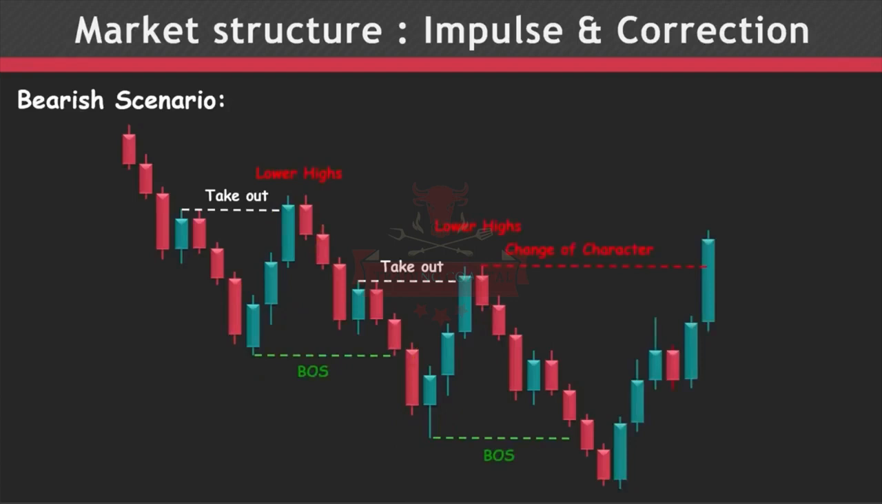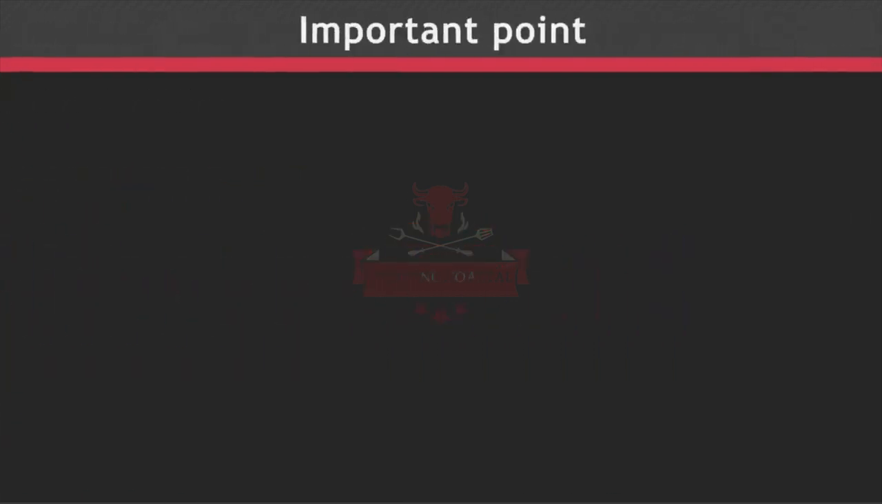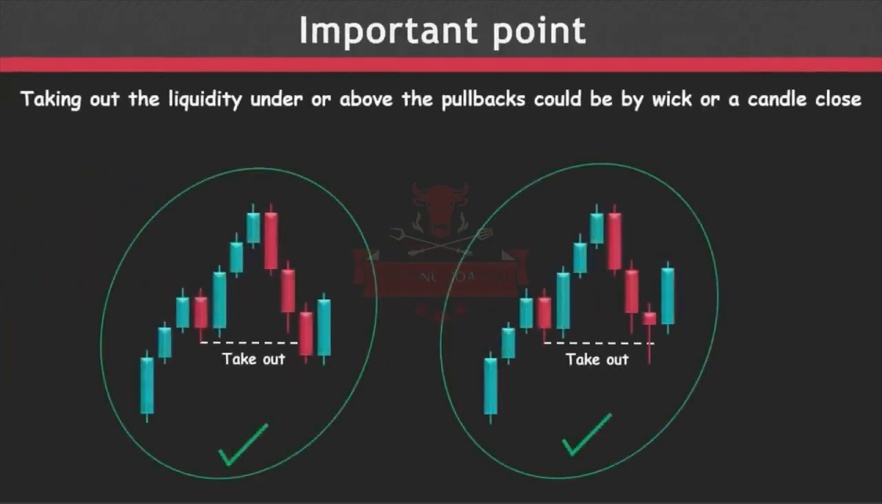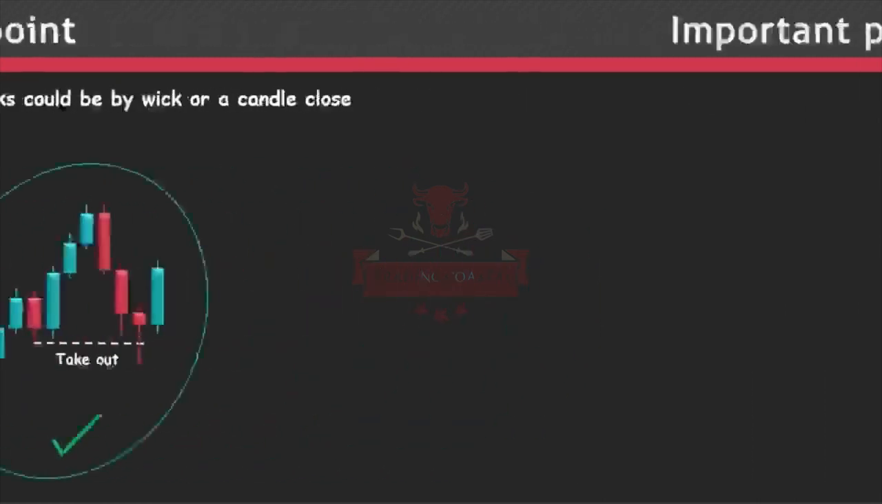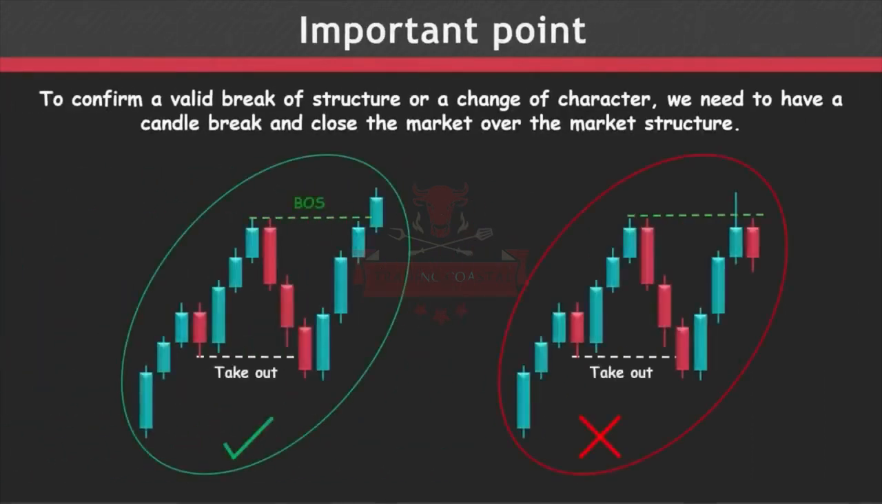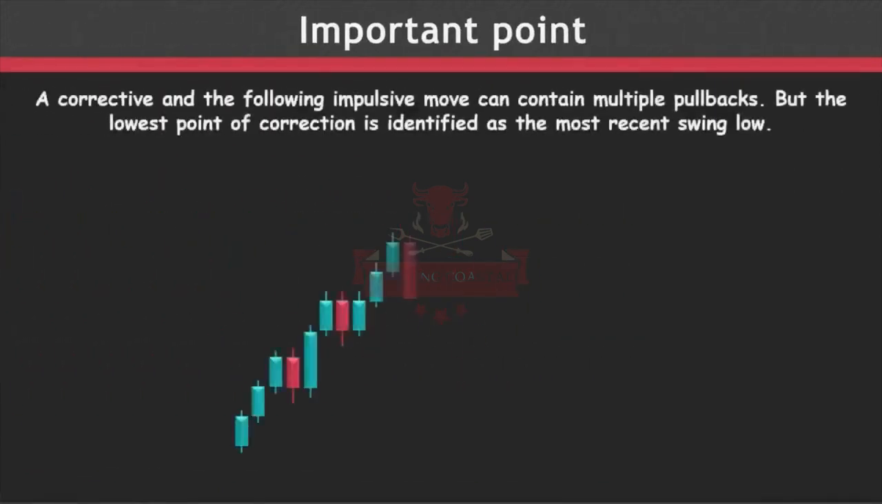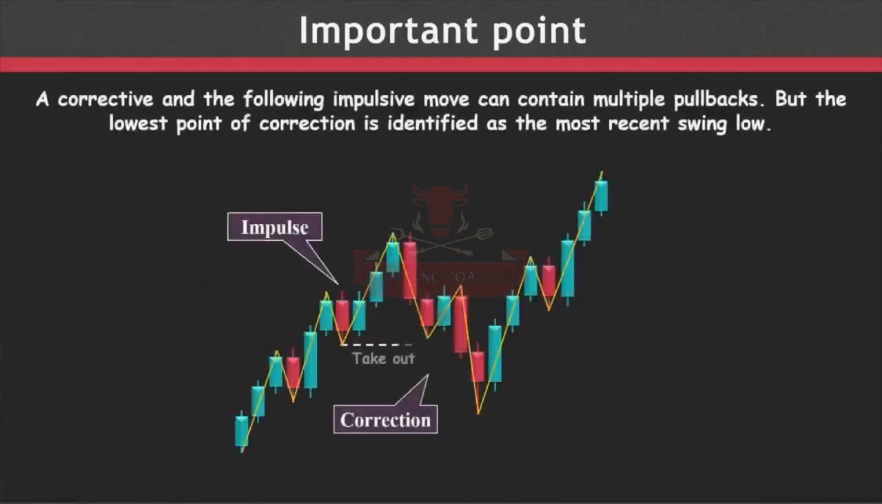Here comes a couple of important points. Taking out the liquidity under or above the pullbacks could be by wick or a candle close. Both of them are valid. To confirm a valid break of structure or a change of character, we need to have a candle break and close over the market structure. Wicking below or above the zone is not valid. A corrective move in the following impulsive move can contain multiple pullbacks, but the lowest point of correction is identified as the most recent swing low.